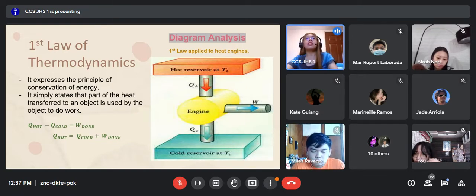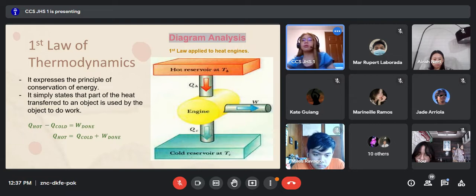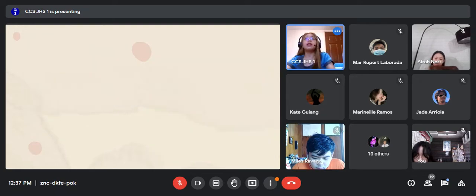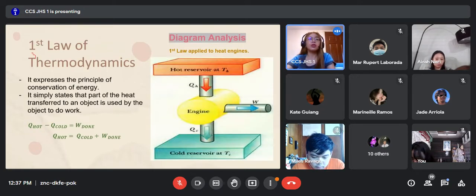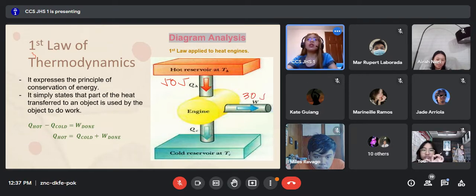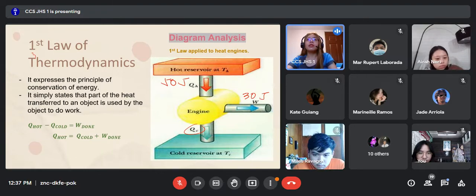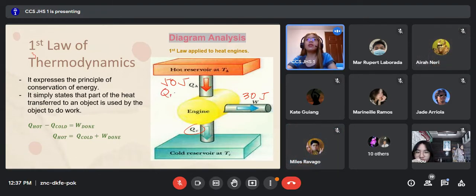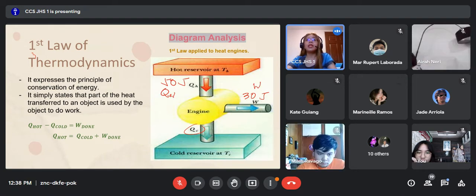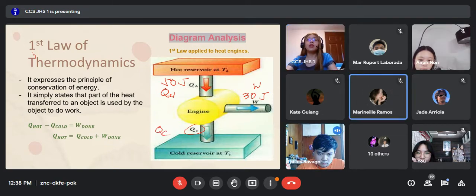Let's say for instance our heat input is 50 joules, for example only. Our QH is 50 joules. And then our work done is, let's say, 30 joules. What do you think is the value of our QC, the heat output, if our QH is 50 and our work done is 30? So what is the value of QC? 20 joules. Okay, very good.